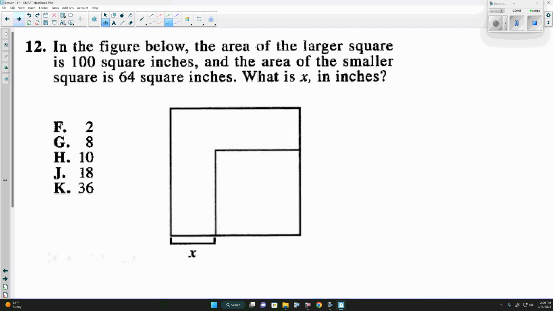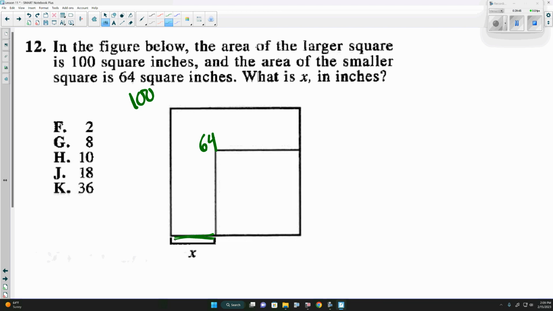The figure below, the area of the larger square is 100 square inches, and the area of the smaller square is 64. So bigger is 100, smaller is 64. What is x in inches? So we want to know this length here. A square, the length and width are the same.